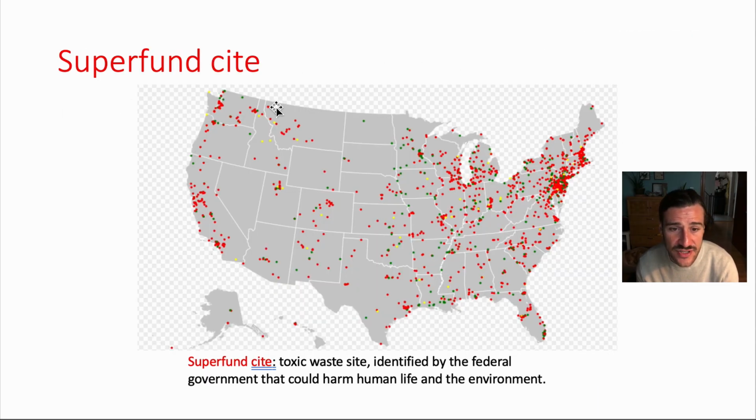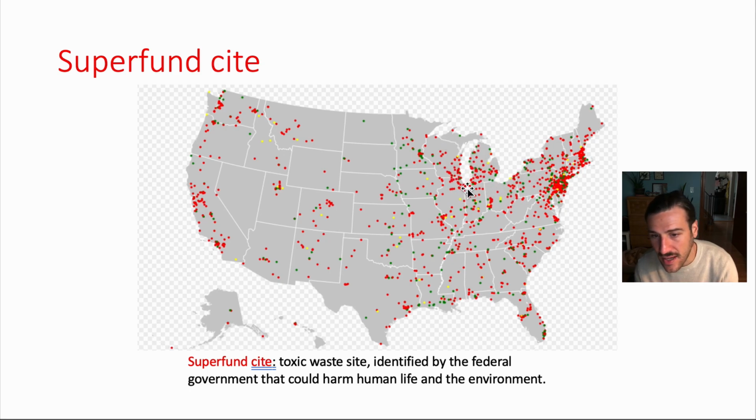Another red term is a Superfund site. So a Superfund site is a toxic waste site identified by the federal government that could harm human life and the environment, right? So look at all these Superfund sites and look at the East Coast, right? And we actually have some right in our own backyard. This highlights actually the Rust Belt, right?